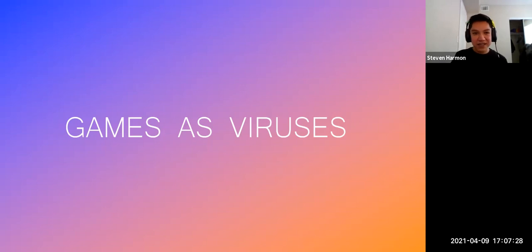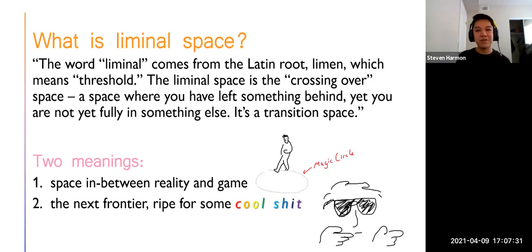All right, so games as viruses. First, I want to start off by explaining what liminal space is. The word liminal comes from a Latin root, limen, which means threshold. It's the crossing over space where you've left something behind, yet you're not fully submerged in something else. A transitionary space. I think there are two ways of interpreting it. It's a space between reality and game, right? There's this concept called the magic circle, and you can think of liminal space as the in-between space. Otherwise, you could also think of it as the next frontier, ripe for some cool shit.